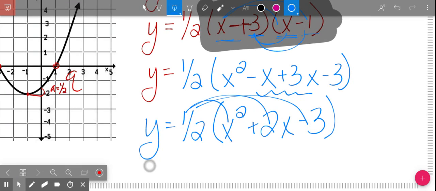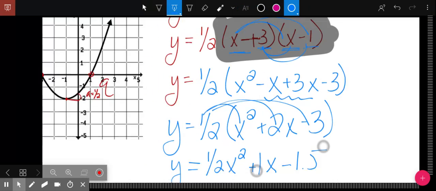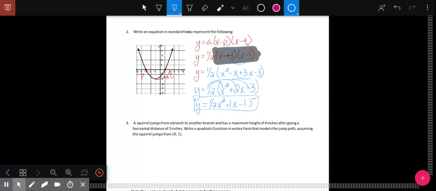And I'll have y is equal to 1/2 times x squared gives me 1/2 x squared. 1/2 times 2, well, half of 2 is just plus 1x. And then half of a -3 gives me -1.5. That's going to be my final answer in a nice standard form. All right, if you have questions on that, just let me know.